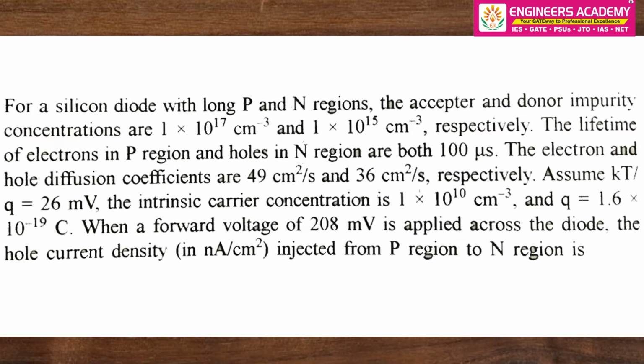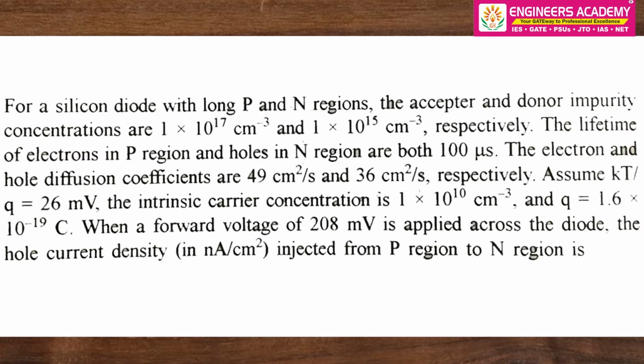For a silicon diode with long P and N regions, the acceptor and donor impurity concentrations are 10 to the power 17 per centimeter cube and 10 to the power 15 per centimeter cube respectively. The lifetime of electrons in the P region and holes in the N region are both 100 microseconds. The electron and hole diffusion coefficients are 49 centimeter square per second and 36 centimeter square per second respectively. Assume kT by q is equal to 26 millivolt. The intrinsic carrier concentration is 10 to the power 10 per centimeter cube and q is equal to 1.6 times 10 to the power minus 19 coulomb.